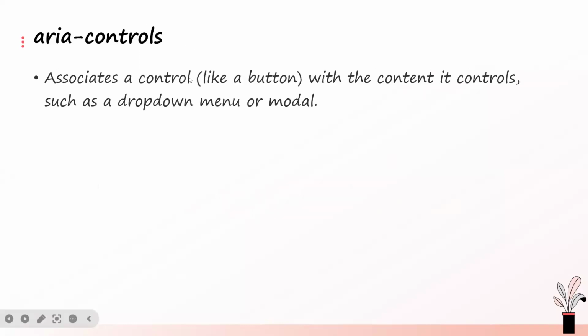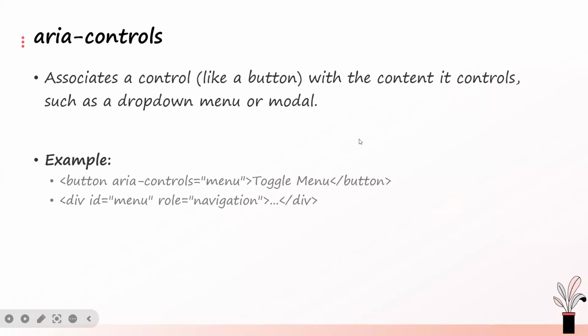Aria-controls associates a control with the content it controls, such as a drop-down menu or modal. So when you say this button and you say aria-controls, it's saying that this button is controlling some other element somewhere. Let's say now I have a modal or I have a drop-down. If I click on this button, it can go and have an effect on another element. So that is what I'm saying here. I'm saying this button controls this div.